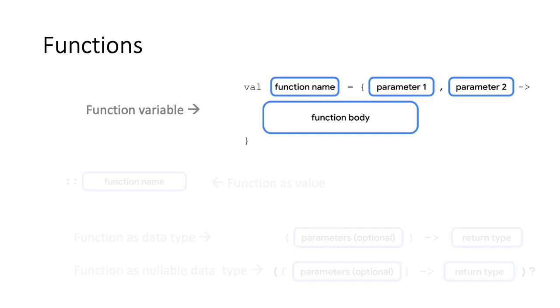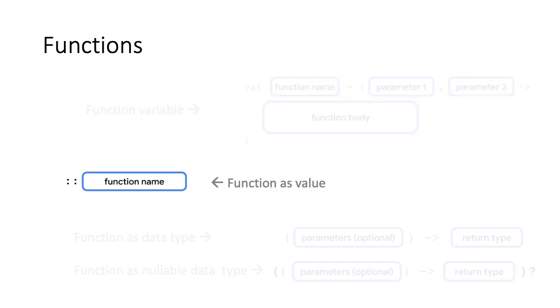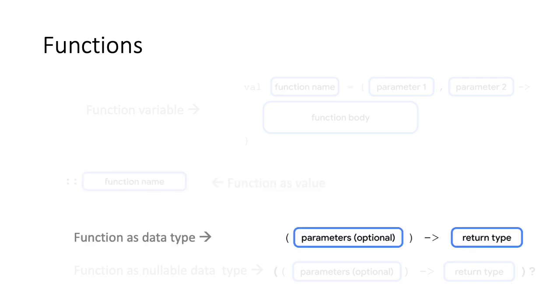Before we jump into the details of functions, let's have some overview. Here is a general syntax of a function variable. Function name on the left, comma separated parameters followed by an arrow, and then the function body on the right, all enclosed in braces. Notice the double colon prefix, prefixing the function if it is to be used as a value. Function signature as a data type: notice the parameters are comma separated enclosed in parentheses. The return type is after the arrow.